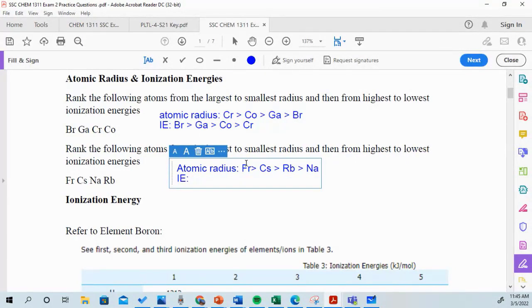Knowing this, which one has the highest ionization energy? Perfect, yeah. Na is, so it's a complete opposite of the radius ranking. Awesome. So let's keep going.